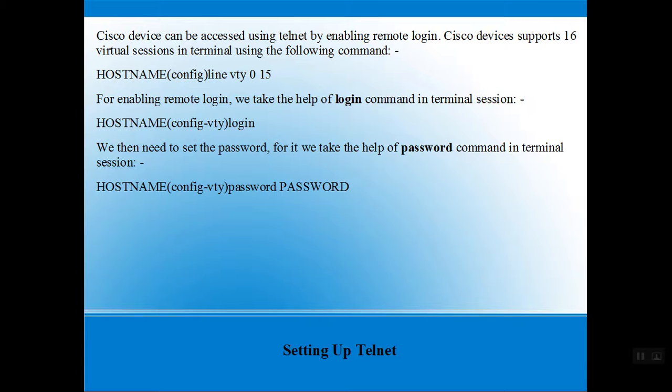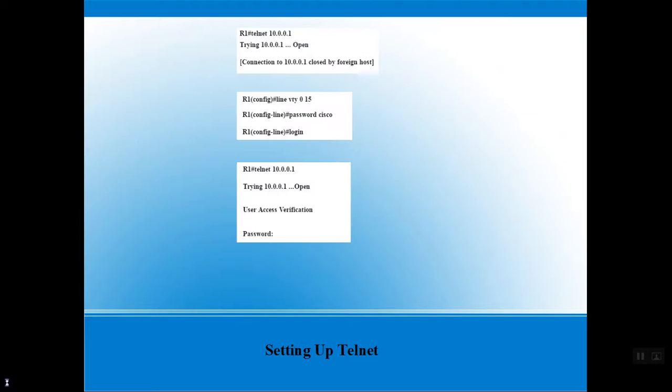For it, we take the help of the password command in the terminal session: hostname, then config-vty, and password, and then the password name. These are the screenshots of how the commands we would execute would look and the responses we would get from the server. As you can see, we have named the host R1, the IP address for it is 10.0.0.1, and the password set is Cisco.